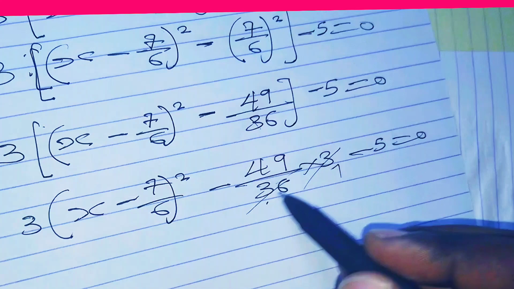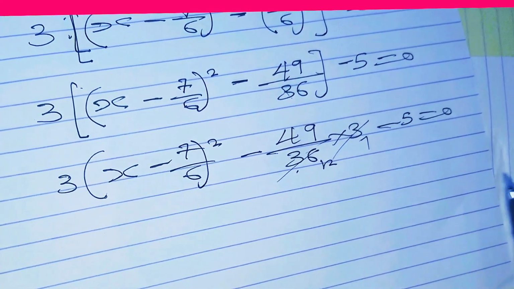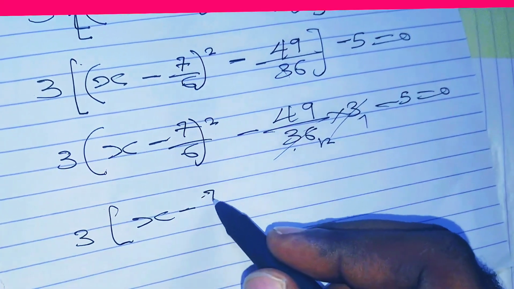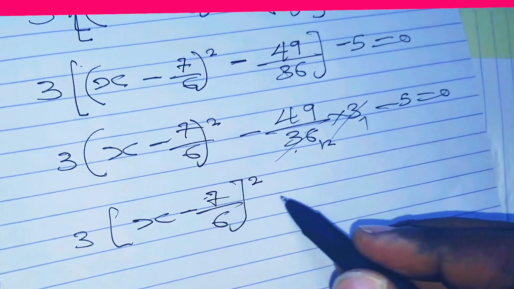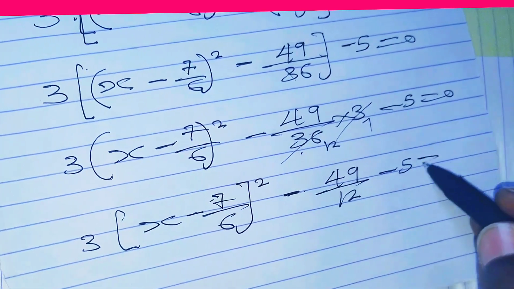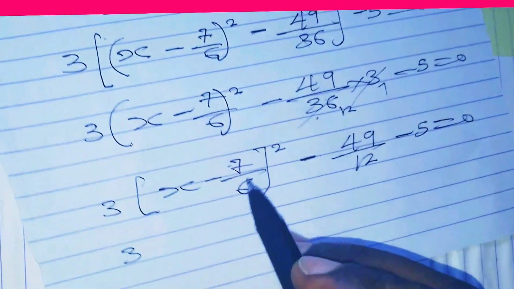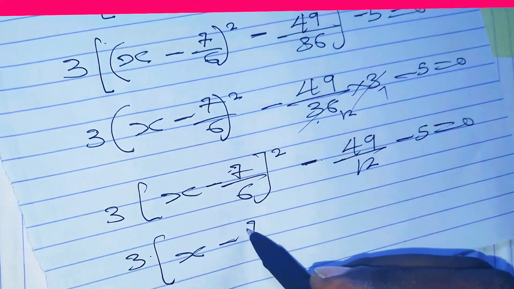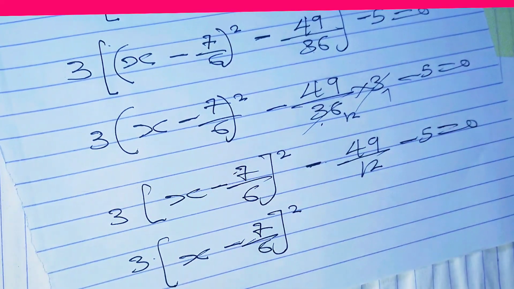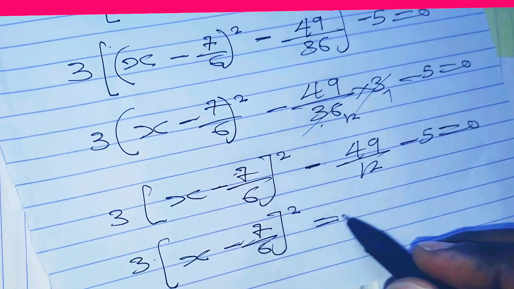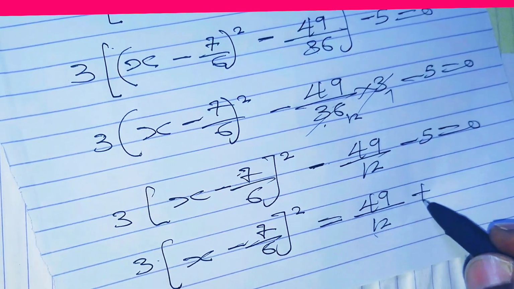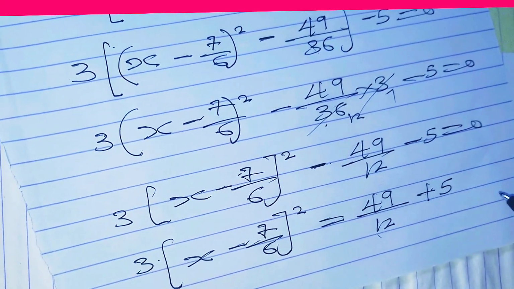Okay, 3 here, 1, 3 here. Of course, 12. So we go ahead to write 3 in a bracket x minus 7 over 6 squared minus 49 over 12 minus 5 equal to 0. So we have 3 in a bracket x minus 7 over 6 squared. We can import all of these to the other side of equality sign. So this is going to be positive now. That's 49 over 12, and minus 5 is going to be positive on the other side of equality sign.